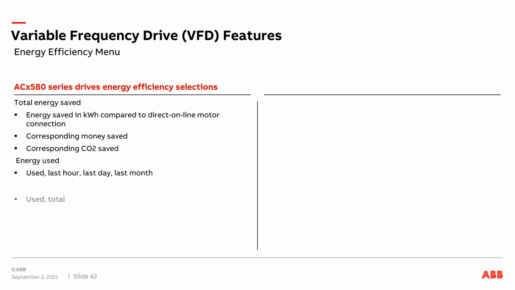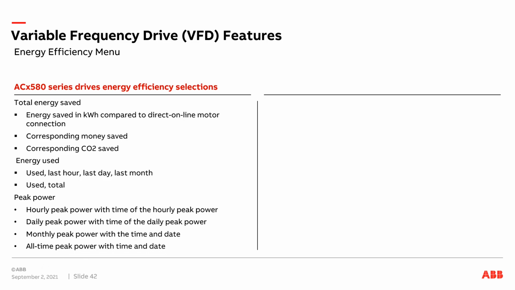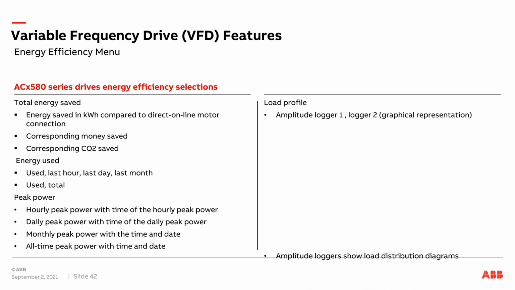The energy used in your energy efficiency selections is the energy used in the last hour, the last day, the last month, and the total used. For peak power, you have hourly peak power and what time it occurs, the daily peak power and what time of day it occurs, the monthly peak power with time and date, and all-time peak power with time and date. So these energy items you can track, and you can find out when you're hitting your total peak power. You can look at your system and see if you want to change it in a way to start saving more energy. So you can create your load profiles.